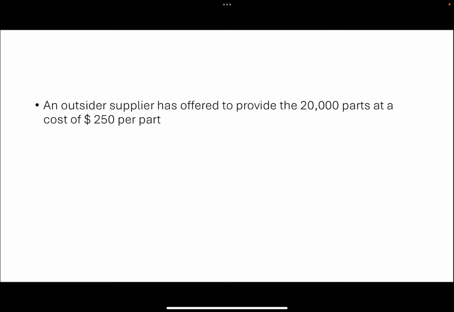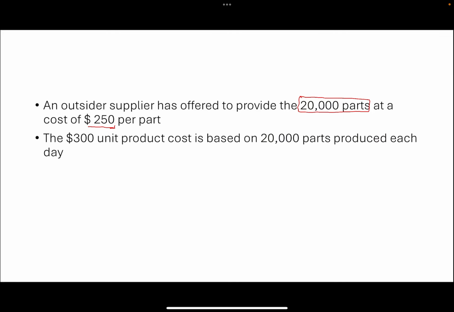But now an outsider is offering the same product, that is the battery, at $250 per part, but he will supply only a bulk quantity of 20,000 parts. That means Apple needs to make a minimum order of 20,000 parts. Then it will get the battery at a cost of $250. But if Apple is going to manufacture on its own, then the unit cost will be $300.